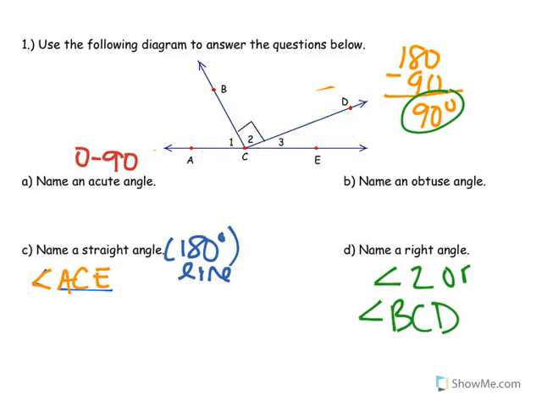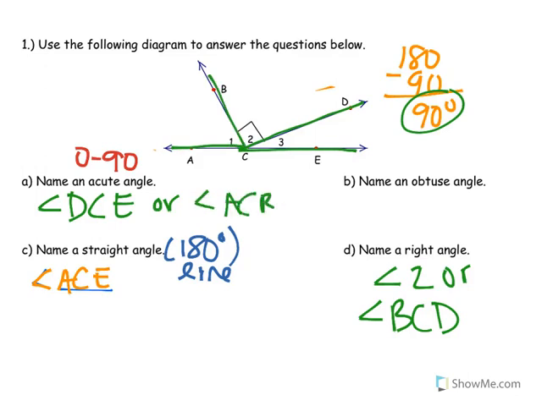both of those green angles have to be less than 90, right? You can't have anything bigger than 90 adding to 90. So I have an acute angle here, angle DCE, or you could have chosen this acute angle ACB. Both of those are acute. Let's move on to obtuse.